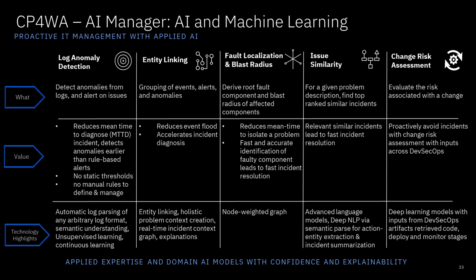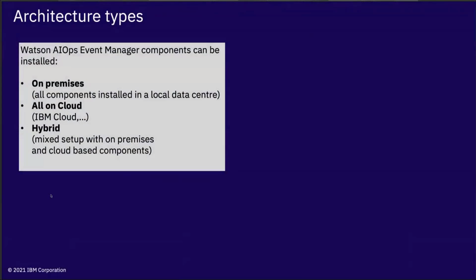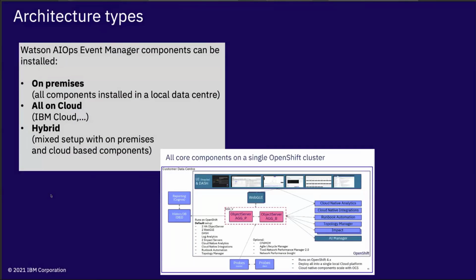When we look in the end at the different topologies that we can use for layout for Watson AIOps, we can install that on premises for sure in your environment. We can do this all on the cloud, on the IBM cloud, or we can set it up in a hybrid way. How do we do that? With most of the IBM software, we install everything on a single OpenShift cluster. So all the components can run on OpenShift and can be installed in an existing OpenShift cluster or in an OpenShift cluster that can be installed in the context of the Cloud Pak for Watson AIOps.